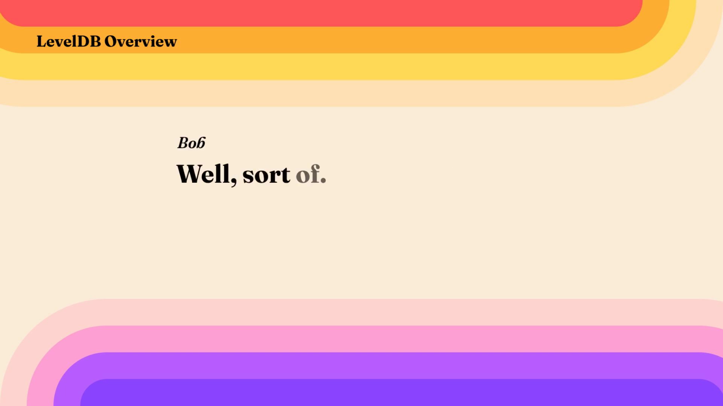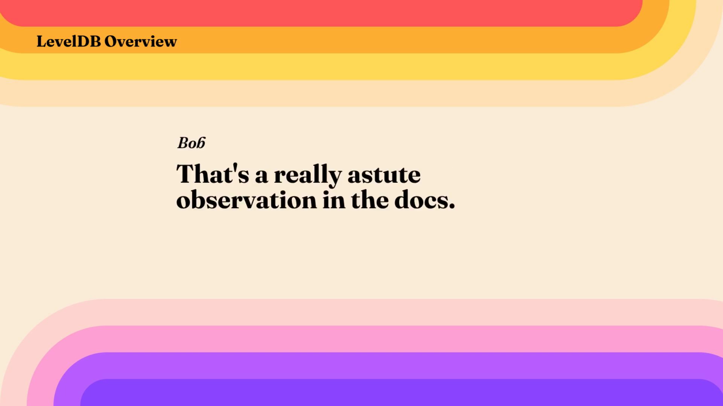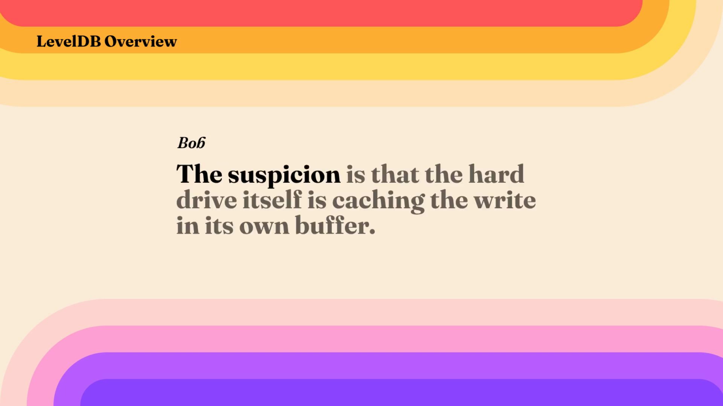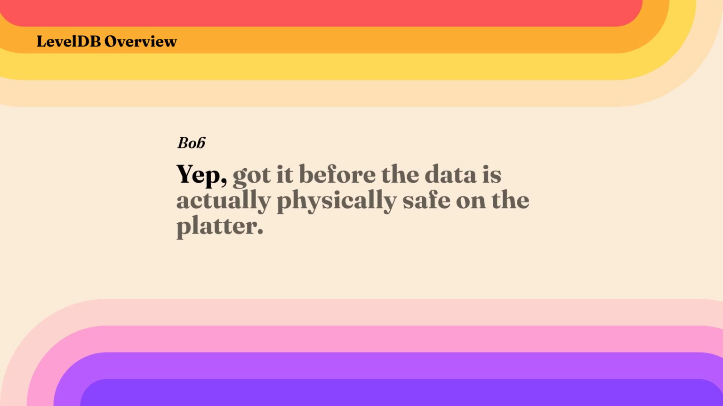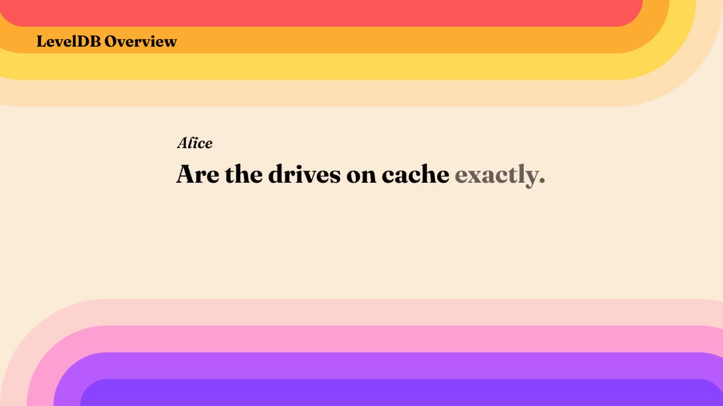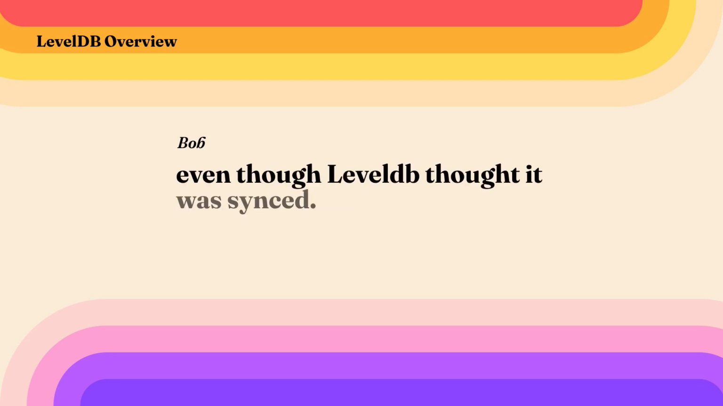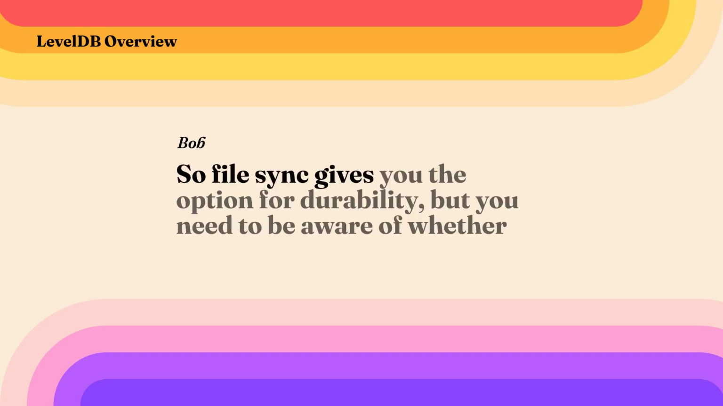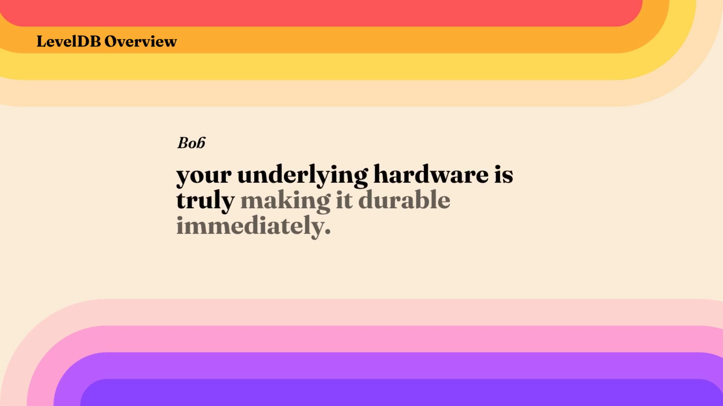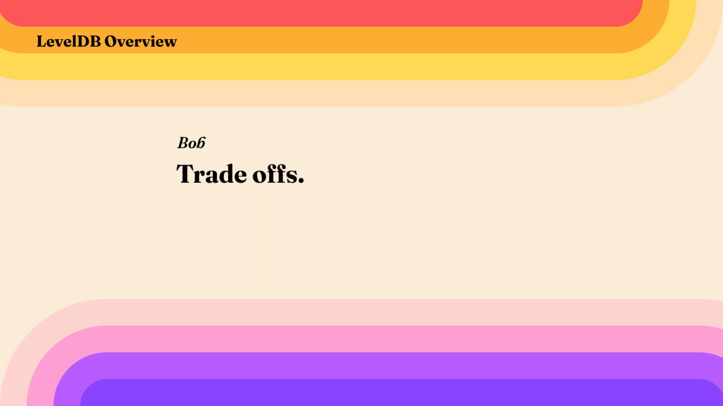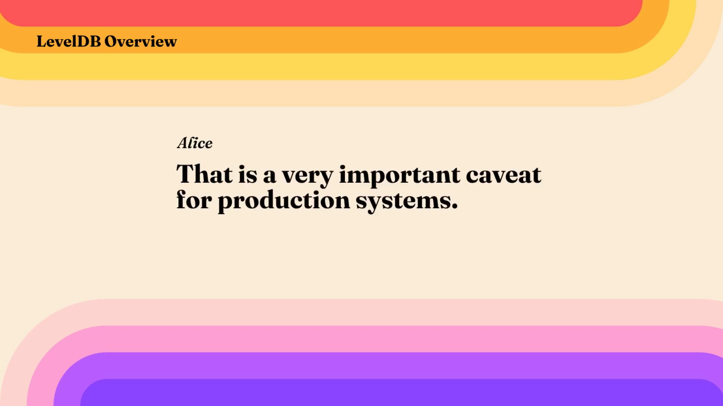Well, sort of. That's a really astute observation in the docs, and a practical warning. The suspicion is that the hard drive itself is caching the write in its own buffer. It tells the OS, yep, got it, before the data is actually physically safe on the platter. Ah, the drive's own cache. Exactly. So it looks fast, but if the power goes out right then, poof, that data might be gone, even though LevelDB thought it was synced. So fillsync gives you the option for durability, but you need to be aware of whether your underlying hardware is truly making it durable immediately. Trade-offs. That is a very important caveat for production systems.